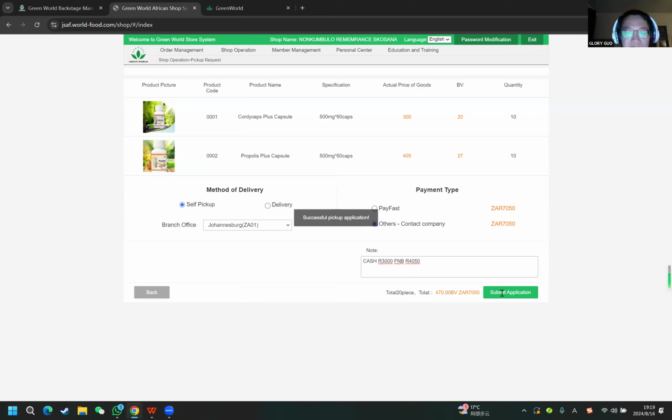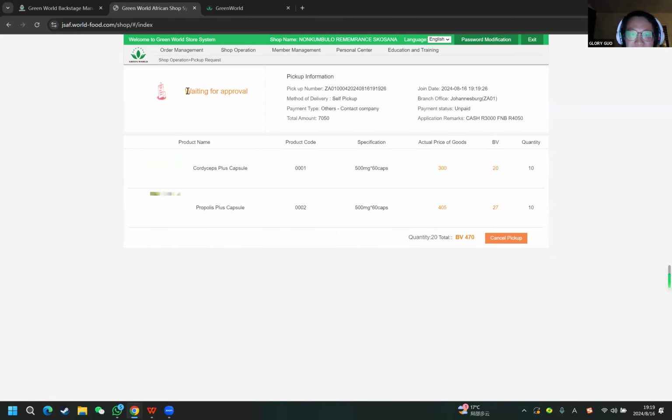You see successful pickup is created. The status of this order is waiting for approval. And here you can see the exact information. This order is made on the 16th August 2024, Johannesburg branch, self pickup, total amount 7,500. And then you're waiting for the approval.